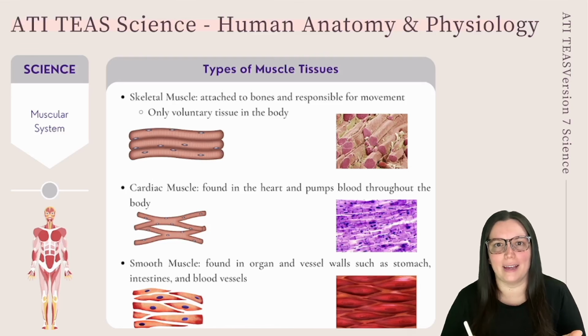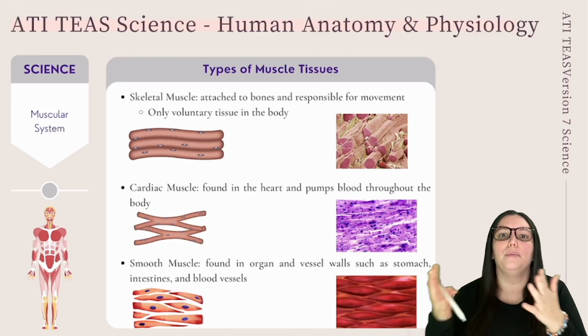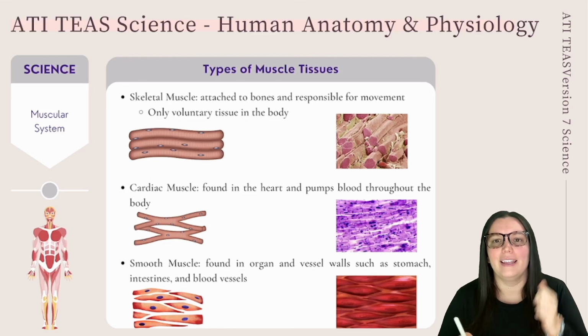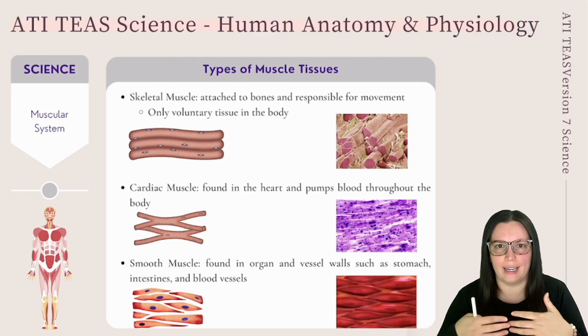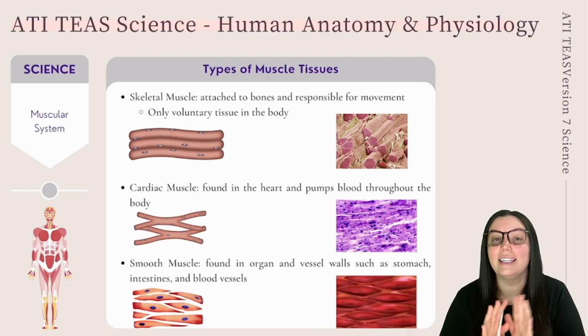Next is our cardiac muscle, and this is of course found within our heart, and that is what helps pump blood throughout the body. These muscles are also striated. Cardiac muscle tissue cannot be consciously controlled, making this muscle involuntary.